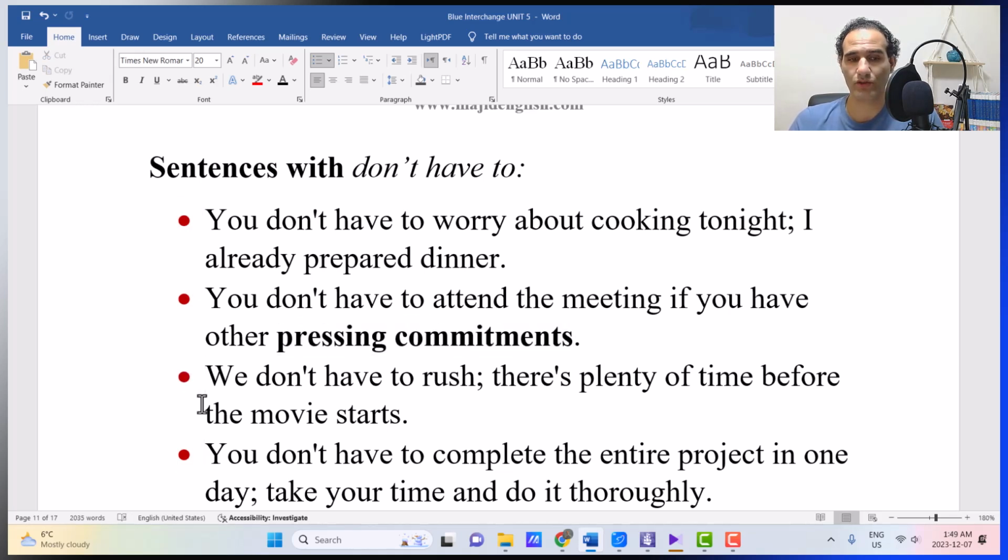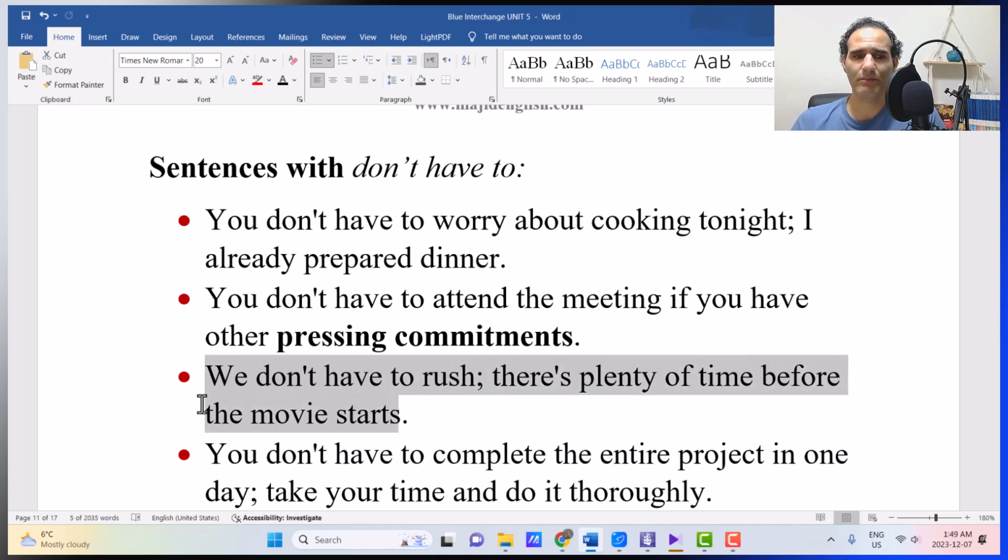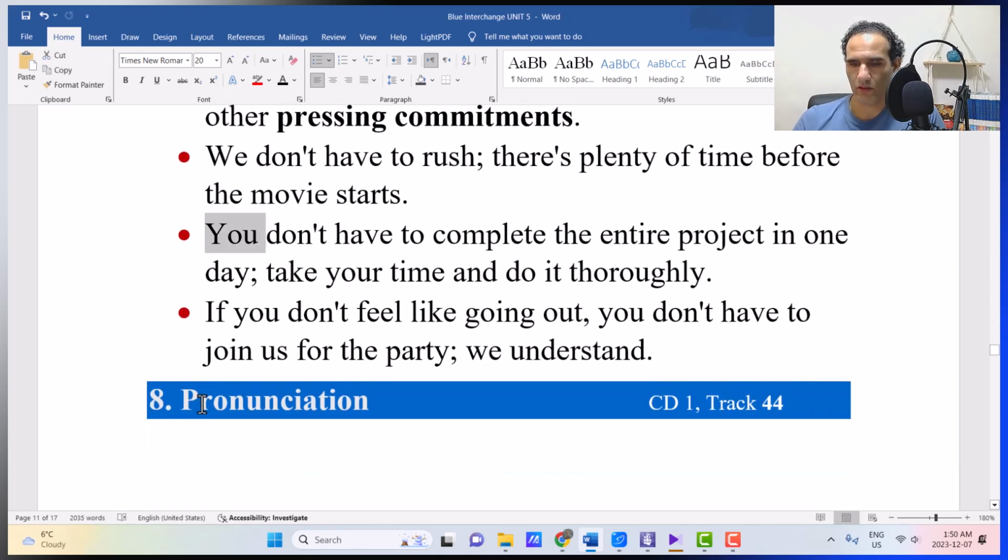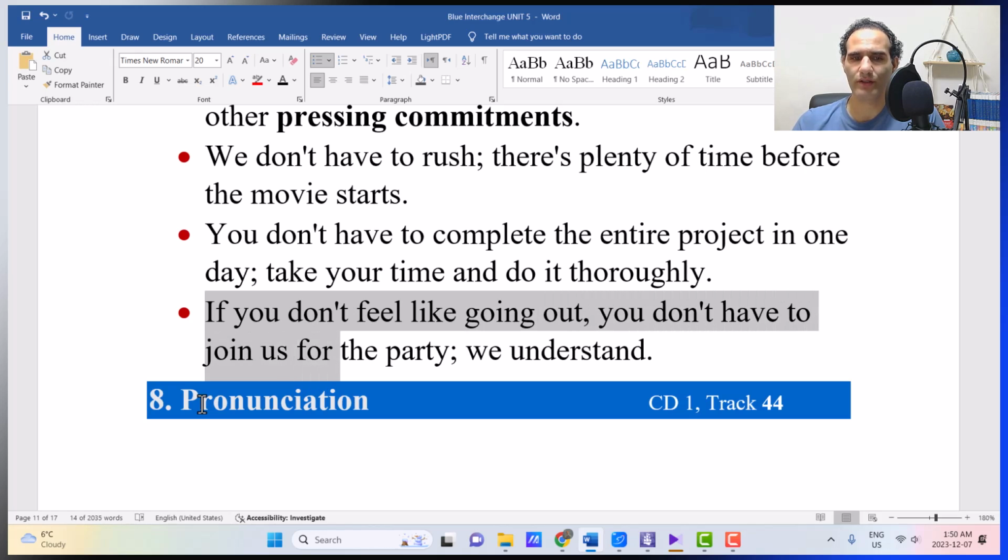Transfer that into your vocabulary notebook. You don't have to rush. There is plenty of time before the movie starts. And you don't have to complete the entire project in one day. Take your time and do it thoroughly. And if you don't feel like going out, you don't have to join us for the party. We understand. Okay, beautiful friends. Understanding friends.